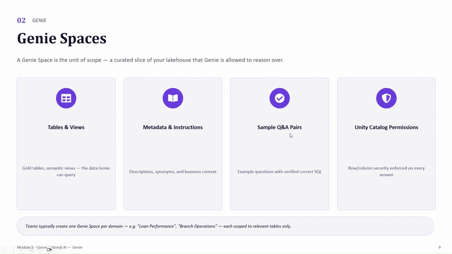Then comes the sample Q&A that you ask, right? So Q&A helps Genie to know that, okay, whenever a person asks for delinquency rate, you should always divide A by B. We give a sample query.